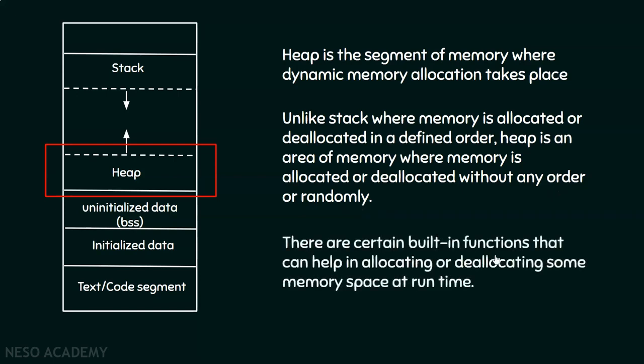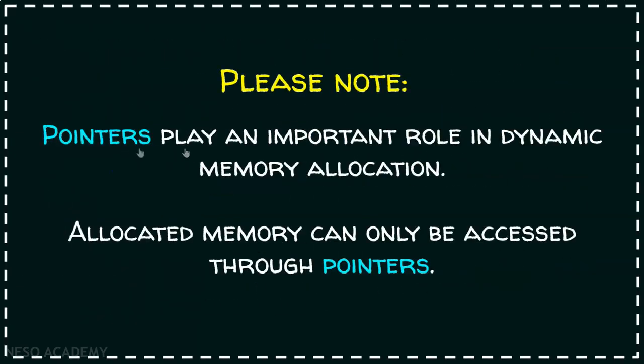There are certain built-in functions that can help in allocating or deallocating memory space at runtime in heap. Before revealing those functions, I would like to discuss one very important point. Pointers play a very important role in dynamic memory allocation, and this is one such application of pointers. Allocated memory can only be accessed through pointers. The only possible way we can access the memory allocated dynamically is through pointers.